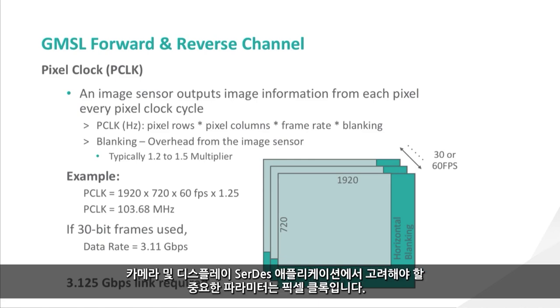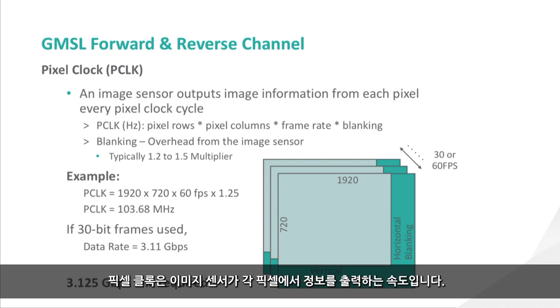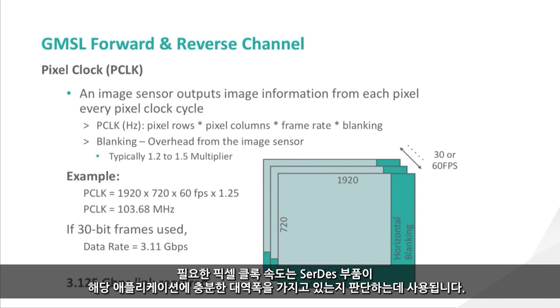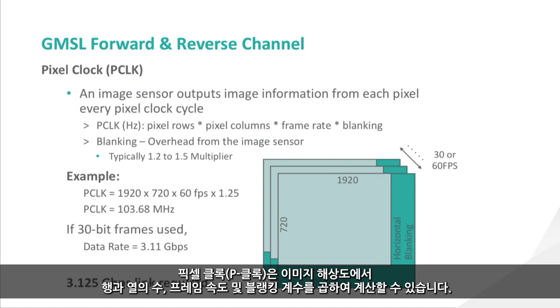When discussing camera and display SerDes applications, an important parameter to consider is the pixel clock. The pixel clock is the rate at which an image sensor outputs information from each pixel. The required pixel clock rate is used to determine if a SerDes part has enough bandwidth for a given application. To calculate the pixel clock, or P clock, from an image resolution, multiply the number of rows, the number of columns, the frame rate, and the blanking factor.